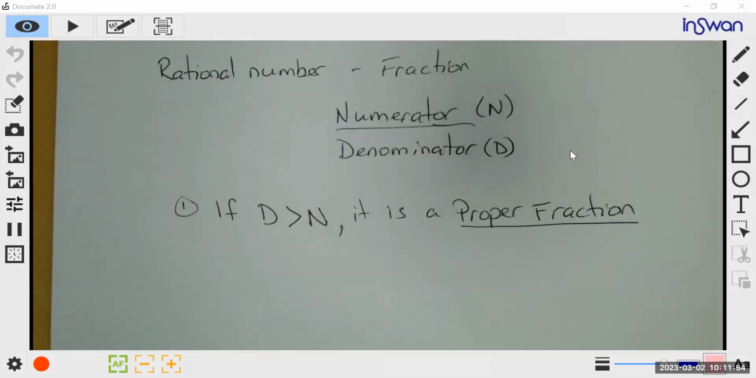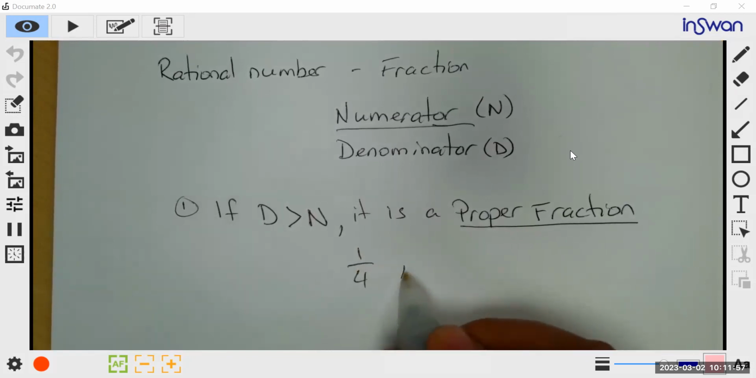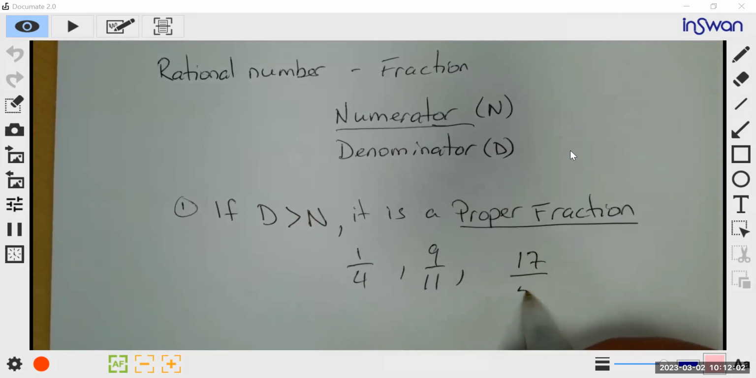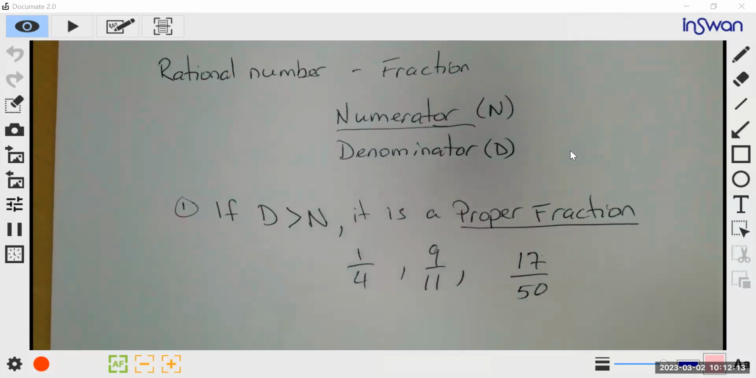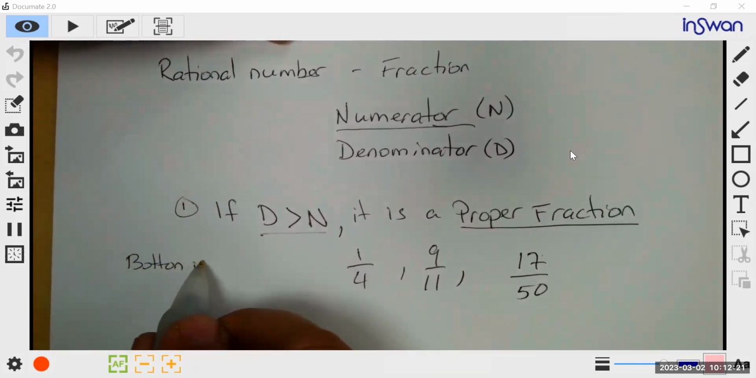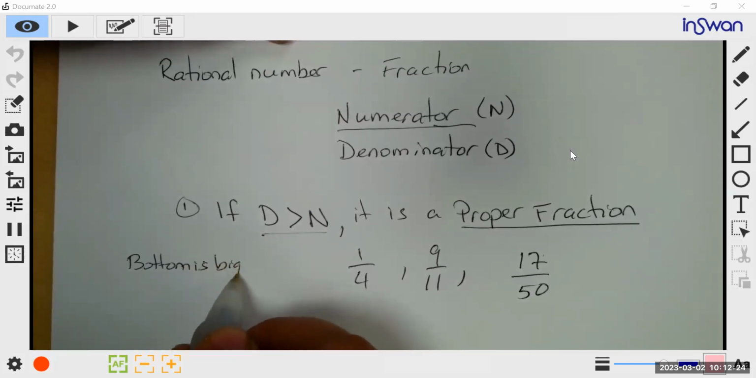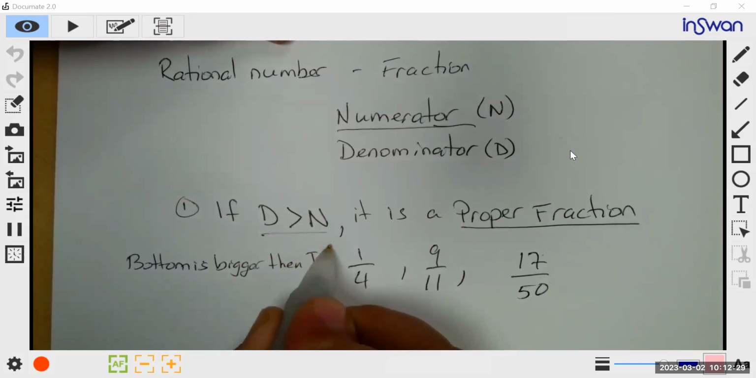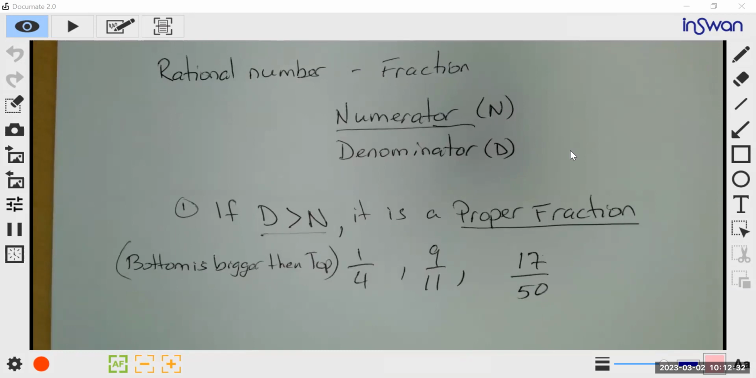If the bottom number is bigger than the top: 1/4, 9/11, 17/50. Those are all examples of proper fractions. If the bottom number is bigger than the top, that's it. If the denominator is big, the bottom is bigger than the top, that's a proper fraction.